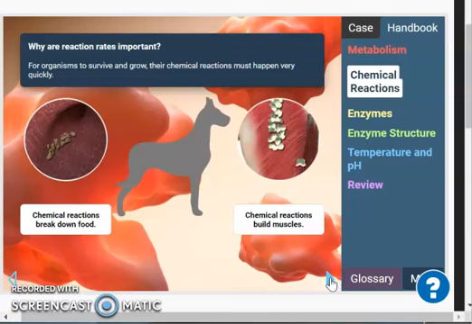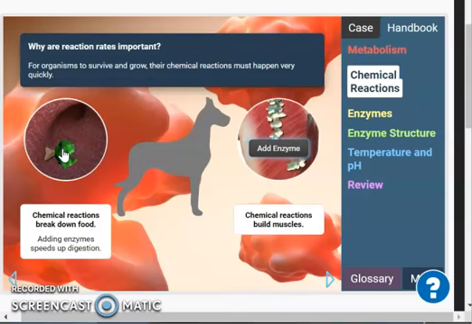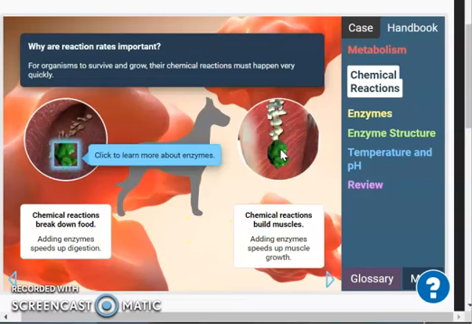Why are reaction rates important? For organisms to survive and grow, their chemical reactions must happen quickly. Let's add our enzyme. Chemical reactions break down food. Adding enzymes speeds up digestion. Chemical reactions build muscles. Adding enzymes speeds up muscle growth.